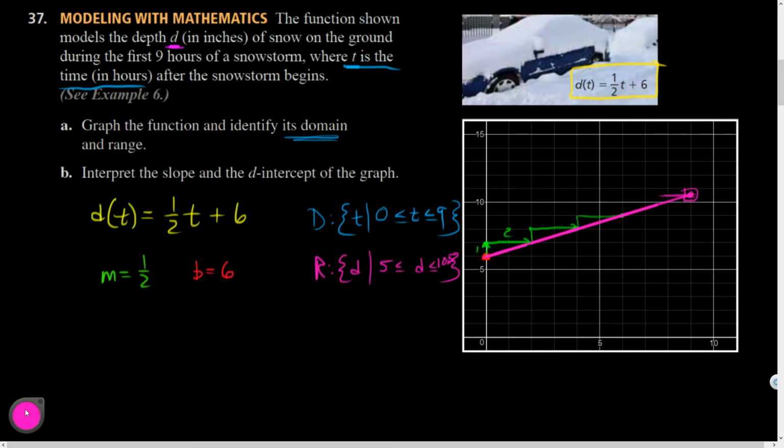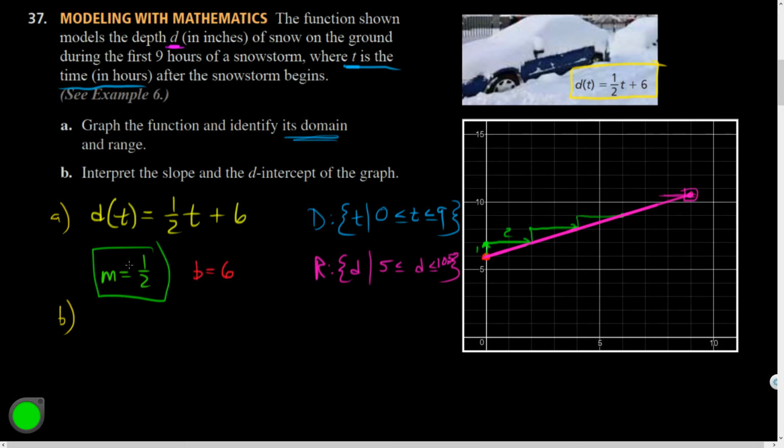All right. So that was part A. Part B, interpret the slope and the y-intercept of the graph. So guys, this is about a snowstorm. What does this mean? What does m equals 1/2 mean in terms of the language of the problem? Half an inch? Yeah, so half an inch of snow falling from the sky.